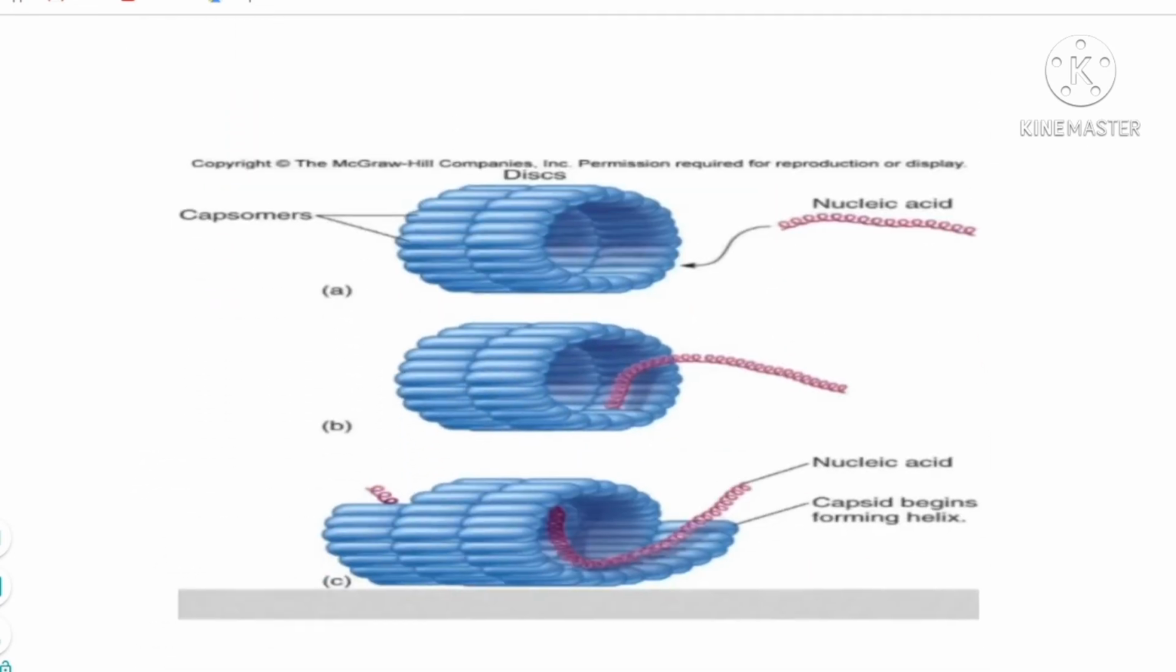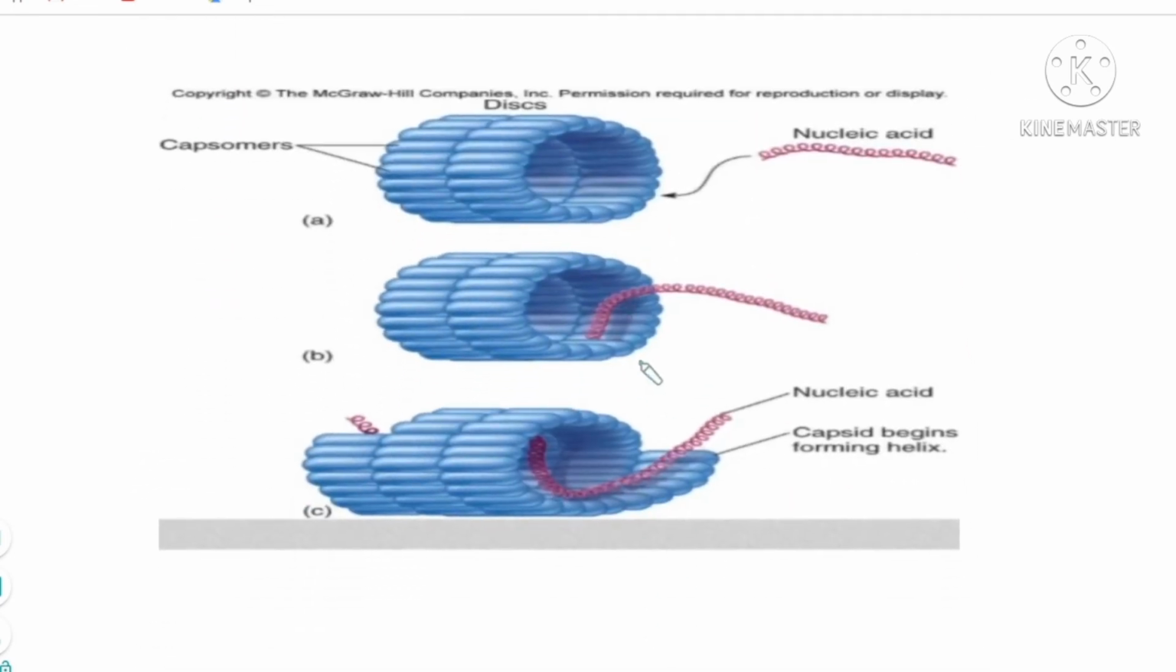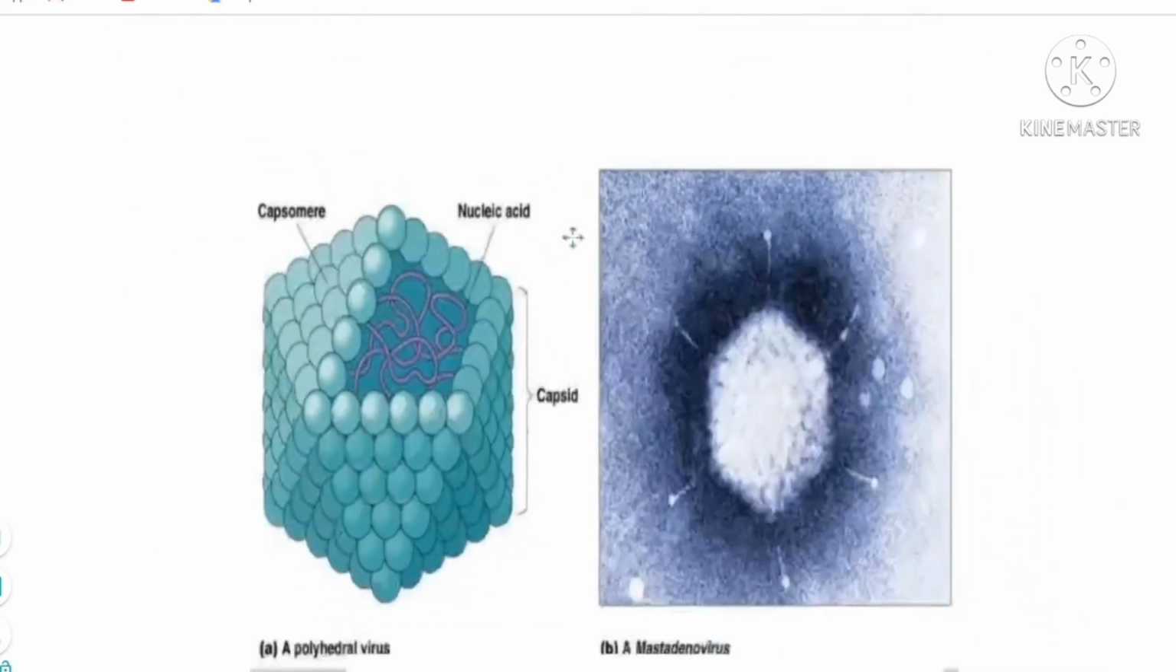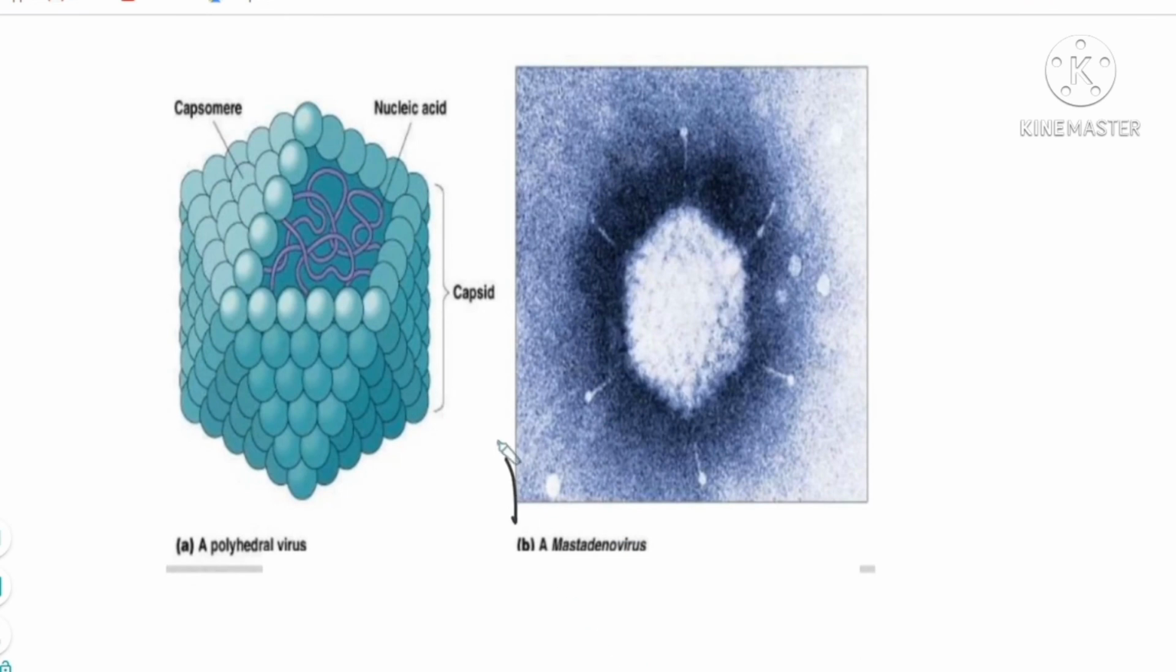This is the capsid. In this picture, you can easily see it here. These are the capsomers. 1, 2, 3, 4, 5. These different or multiple are capsomers, and this is the nucleic acid here. Together we call them the capsid, helping in protection of the nucleic acid. You can also see in this picture here, the nucleic acid and capsomers, and collectively we can call them the capsid.